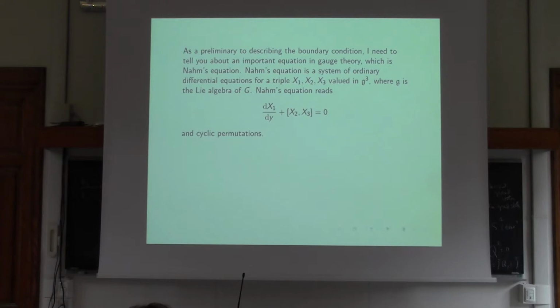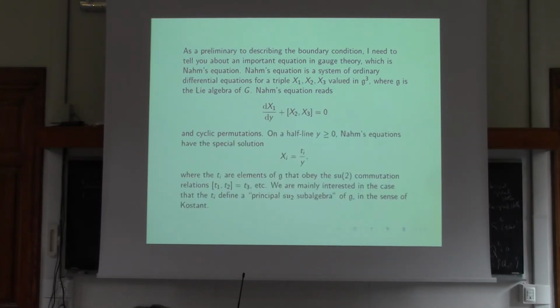So as a preliminary, we need to be familiar with Nahm's equation on H3. Nahm's equation is a system of ordinary differential equations for a triple of elements of the Lie algebra of G. Actually, unfortunately, G is what was called G-dual earlier. So Nahm's equation reads like so, with cyclic permutations. On a half line, Nahm's equations have a special solution introduced by Nahm, where the T's are elements of G that obey the SU2 commutation relations.